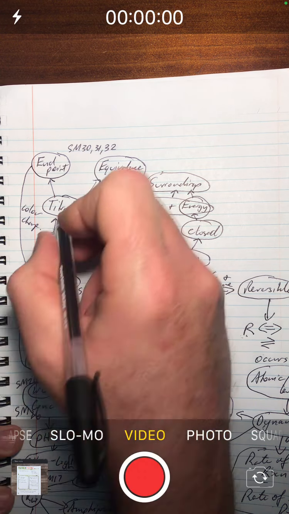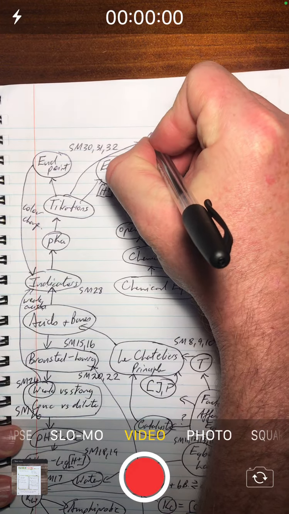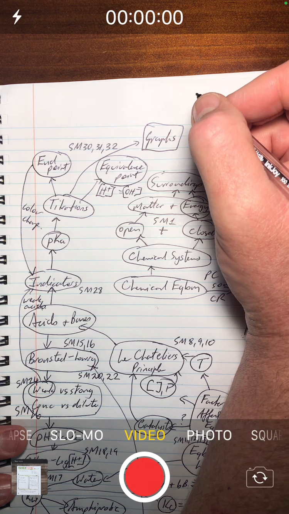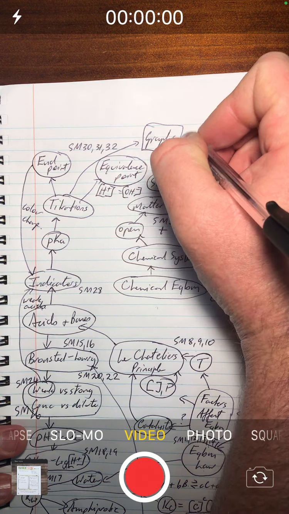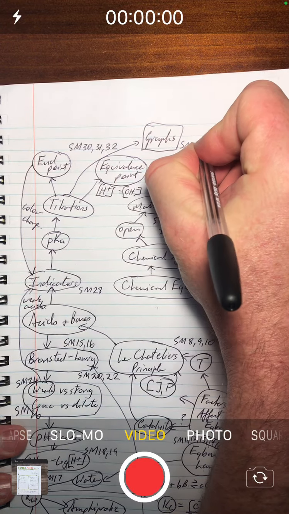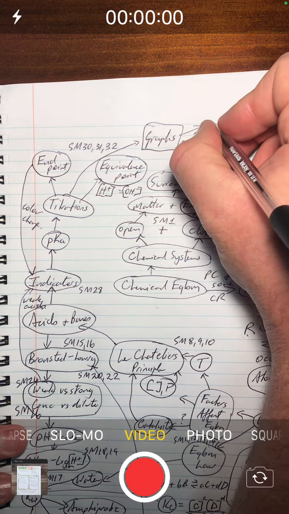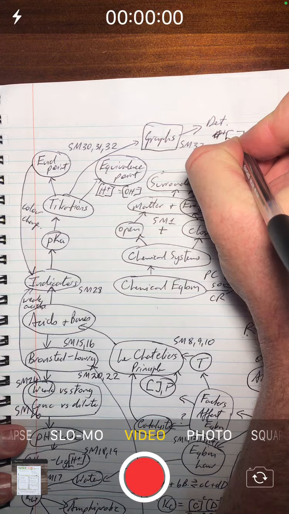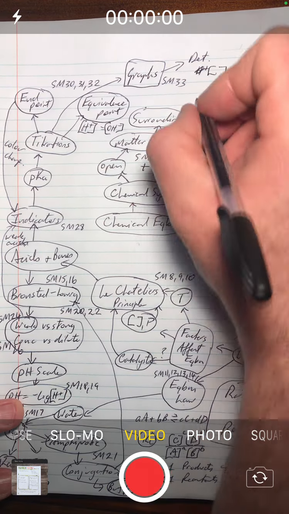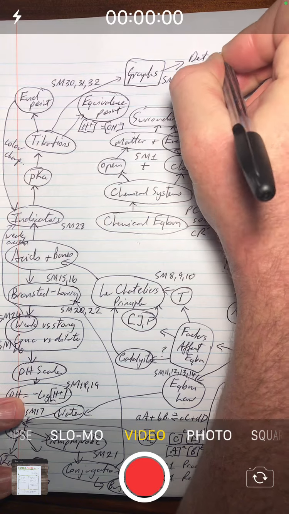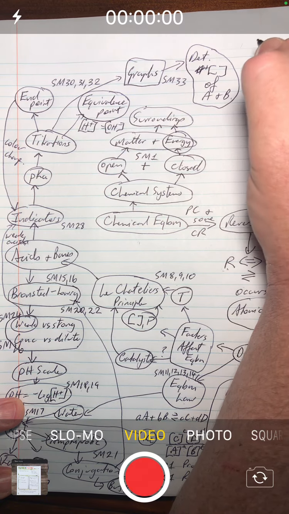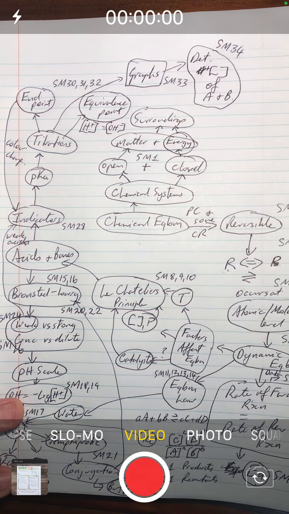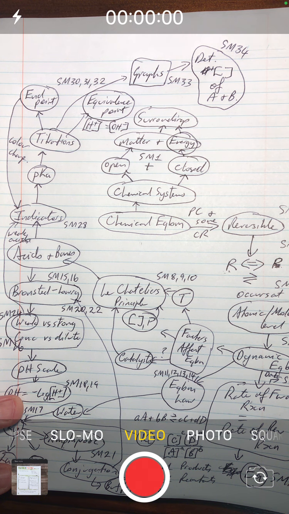Now from those titrations, we'll create graphs. Let me check, that will be SM33 we're looking at there. We will determine concentrations of acids and bases, and they'll be looking at SM34. I think we've got almost everything there.